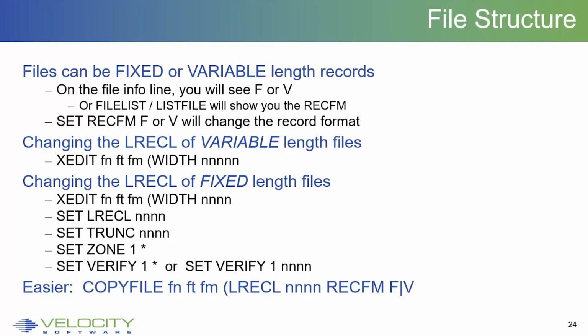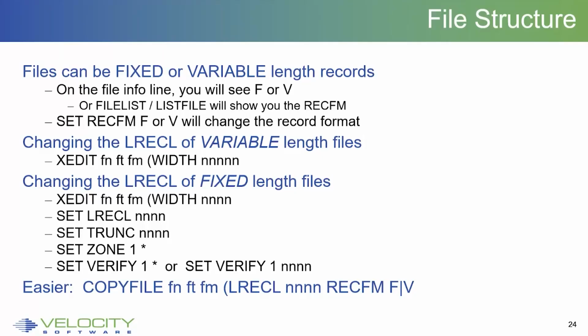You can use set rec fm F or V to change the record format of that XEDIT session of the file you're XEDITing. Now, if you want to change the LRECL or the width of a file that's currently a variable length file, it's really easy to do. You would just XEDIT the file with the open parenthesis and the option width and a number, the number of the LRECL that you want that file to be.